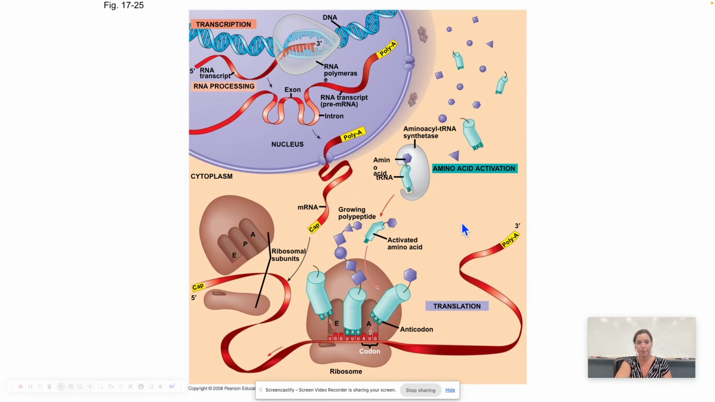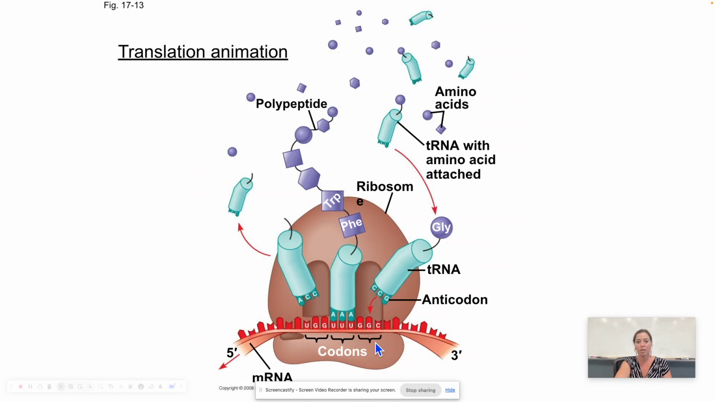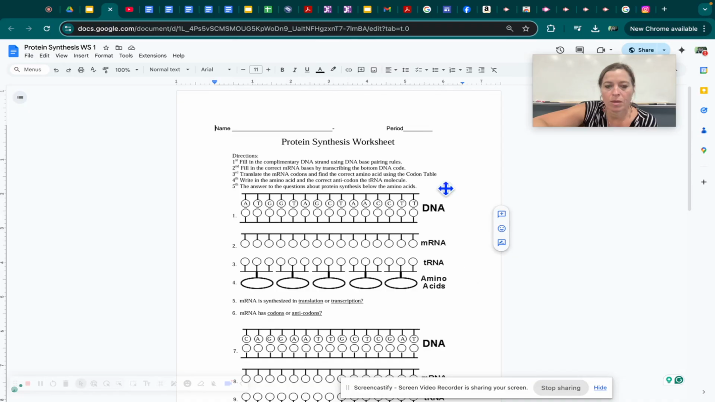Looking at this diagram, you can see that this is just one more model of transcription and translation, or gene expression. Here you can see the DNA is being unwound, a copy of mRNA is being made, the RNA is processed, it leaves, it goes to the ribosome, where the ribosome reads each individual codon to know which amino acid needs to go in order. What's going to bring those amino acids to the ribosome? The tRNA. Take a moment to watch this translation animation.